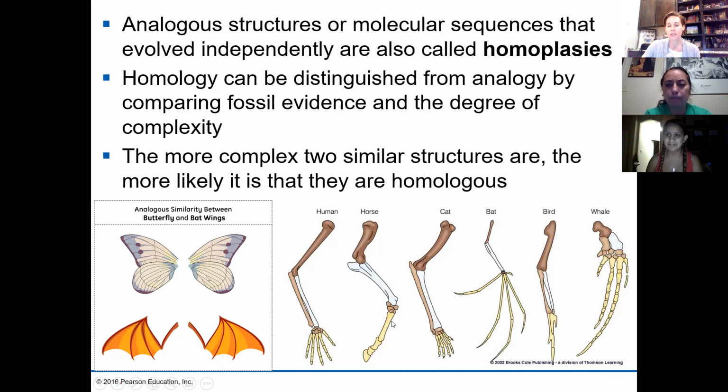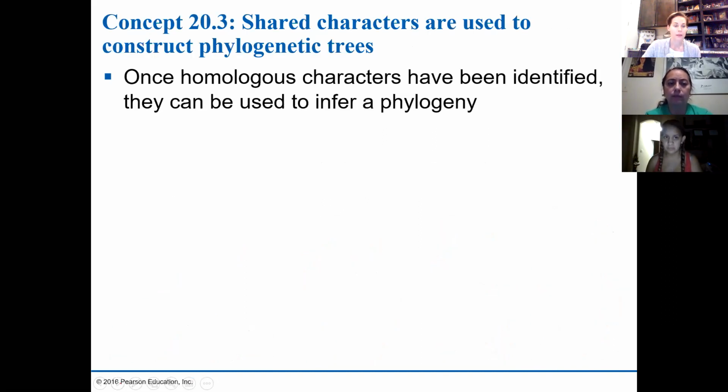But we all have highlighted in yellow the analogous features that are like the tips of their little fingers. You would not say that a hand is analogous to a wing, but you could say these two wings are analogous, because they've evolved separately. So that's the difference between an analogy and a homology.